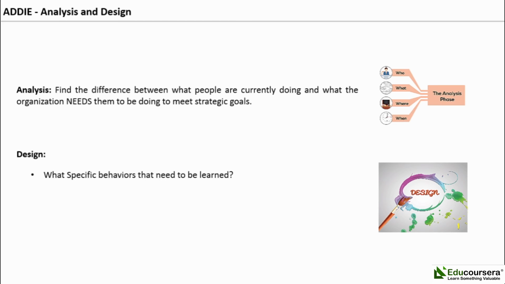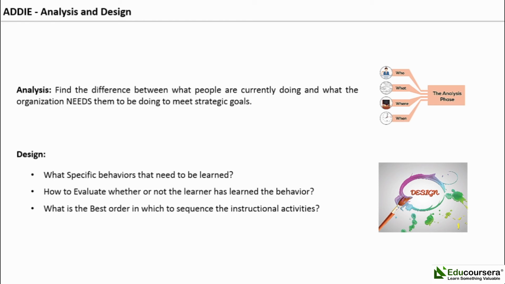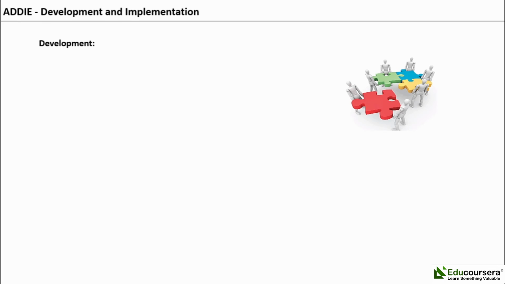What are the specific behaviors that need to be learned? Write learning objectives. How will we evaluate whether or not the learner has learned the behavior? Define measurement strategy. What is the best order in which to sequence the instructional activities? Determine instructional strategy. What methods are best to convey content? Instructor-led, group discussion, role-playing, scenarios, e-learning.